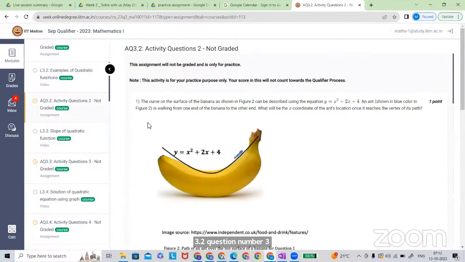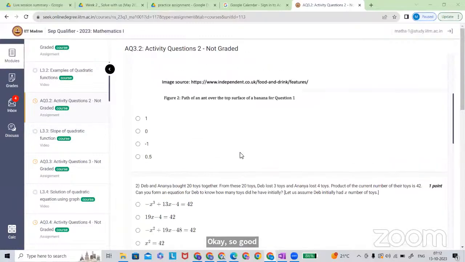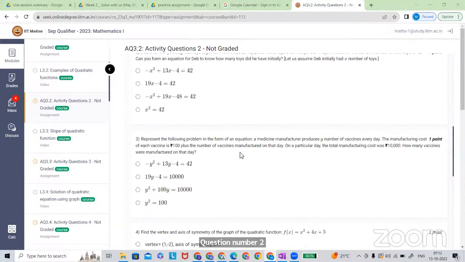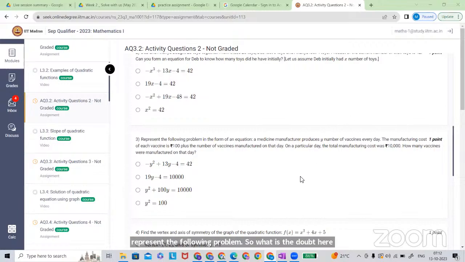Sir, you will not teach the summary? First, I will take your doubts, then we'll do a summary. Okay, sir. Question number 3. Okay, so represent the following problem. So what is your doubt here? Actually, I found the answer y square is equal to 100, but the answer is different.